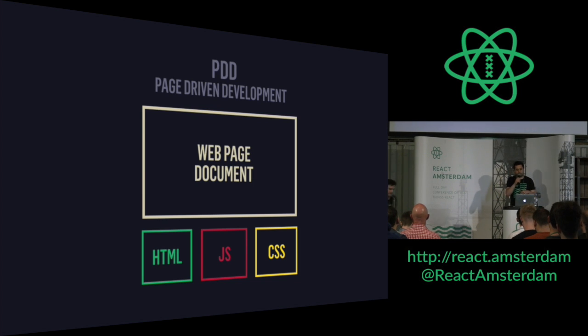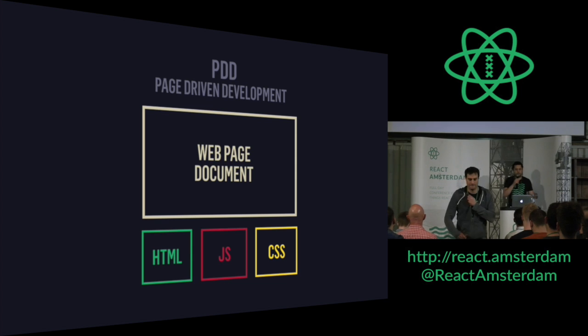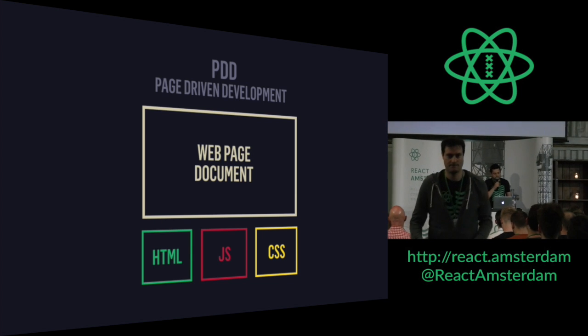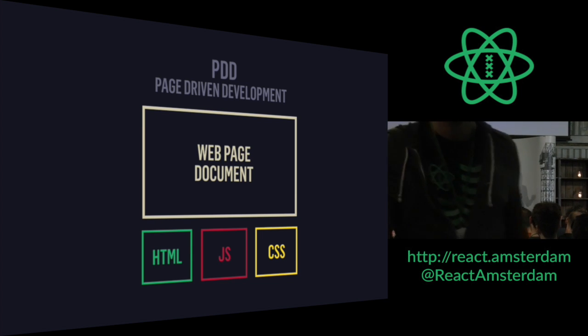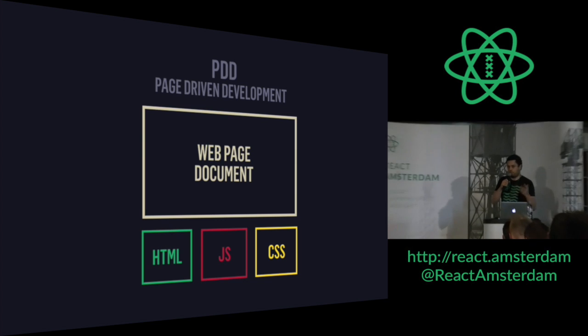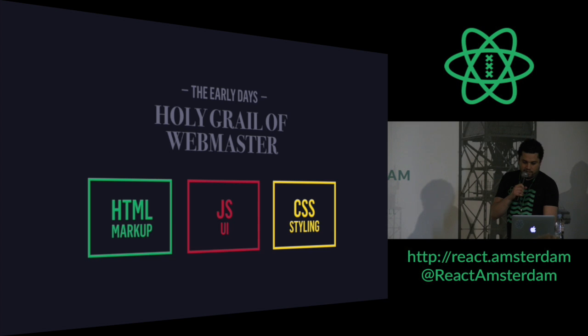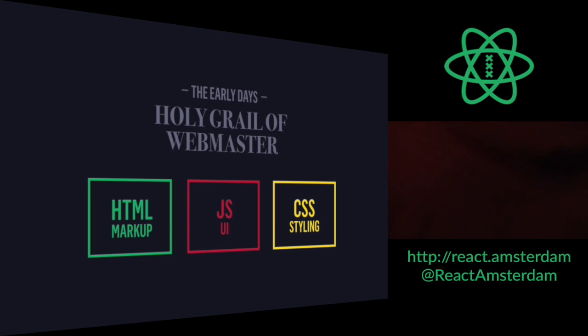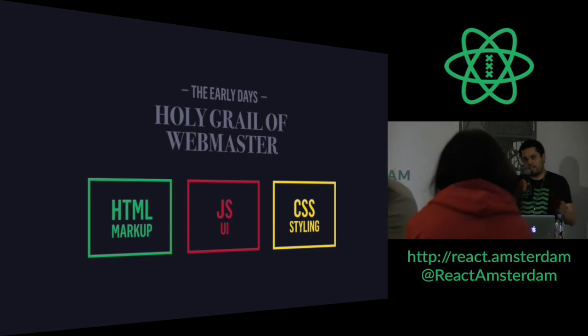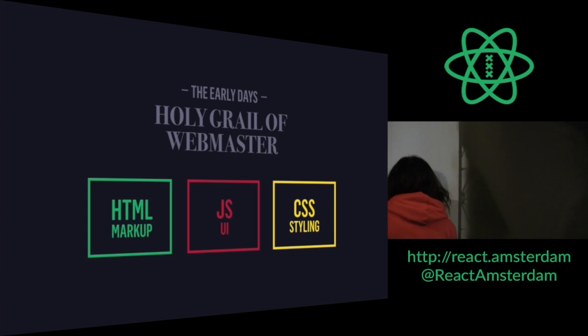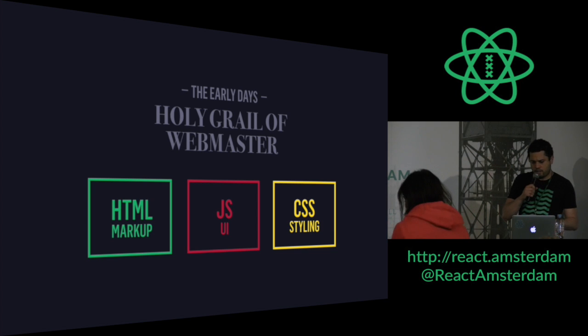So you would receive a PSD, you would try to match it as much as possible. As you design, you would have these three separations, and everyone was happy. Most of the cases, and for years it was the holy grail of web developers. So markup, we would use JS for some UI and then CSS for styling.